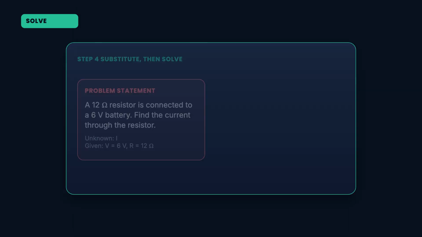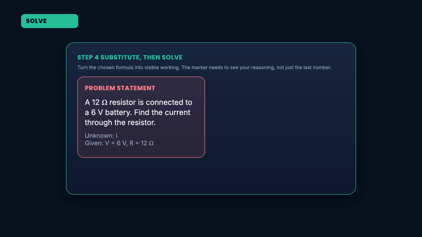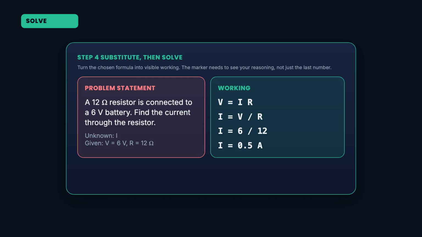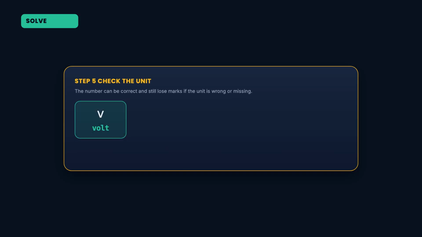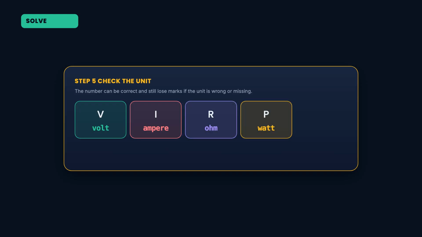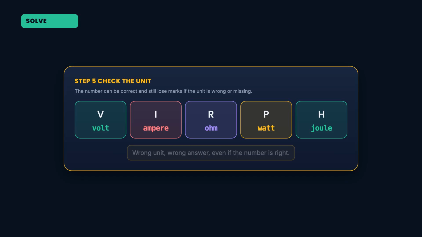Step 4. Substitute, then solve. Show every line. Examiners give marks for steps, not just the final number. Skip a step and you leave marks on the table. Step 5. Check the unit. Volts for V, amperes for I, ohms for R, watts for P, joules for H. Wrong unit, wrong answer, even if the number is right.